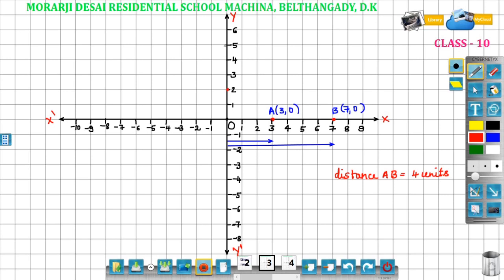Now let us take 2 points on the y-axis. Name it as C and D. Now write the coordinates of the point C and D. The point C is at a distance 0 units along the x-axis, and at a distance 2 units along the y-axis. 2 units along the y-axis, 0 units along the x-axis. So coordinates of point C is 0, 2.